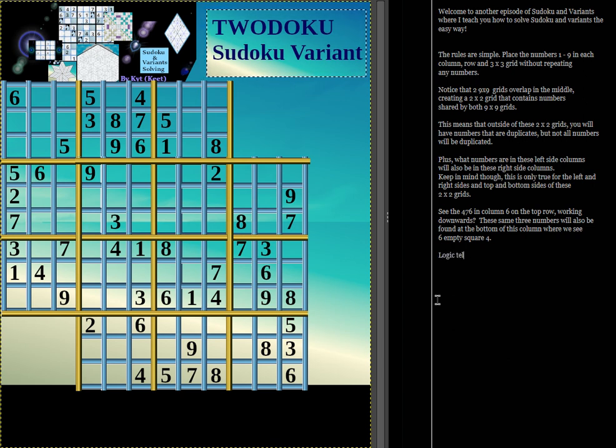Logic tells us that because of the shared grids, these 2 by 2 grids, we must have the same numbers up here and down here. This means that we can safely put in a 7 here.